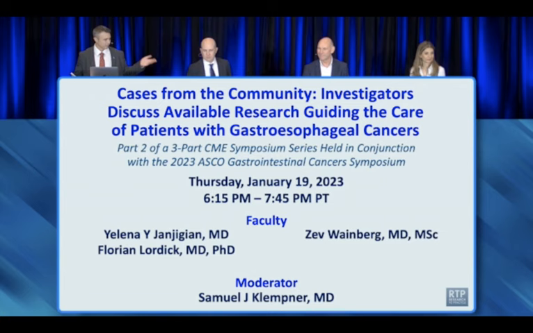Florian, minus the germline BRCA, how do you think through the 648? You have both tools available. You have Ipi-Nivo and you have chemo-Nivo. How do you think through patient populations when you're choosing between the two?